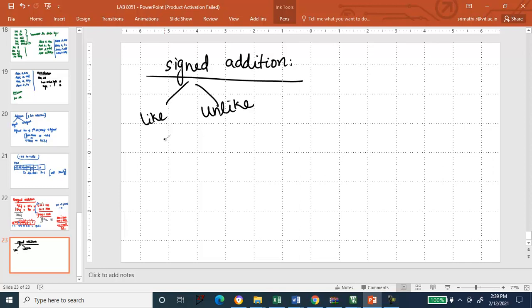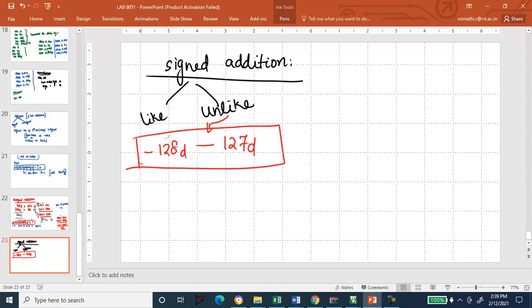And keep in mind whether you are adding unlike number or like number, the result should be in the range of minus 128 decimal to plus 127 decimal. Only then the sign of the result will always be right. Okay. If unlike number is added, the result won't go beyond minus 128 to 127. In this range, if unlike number is added, the result won't be greater than this range.